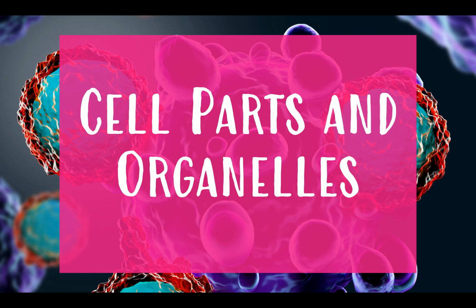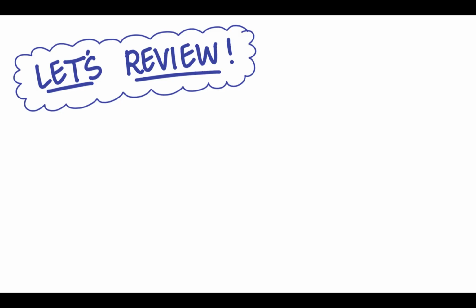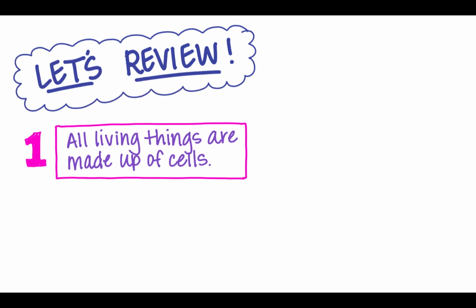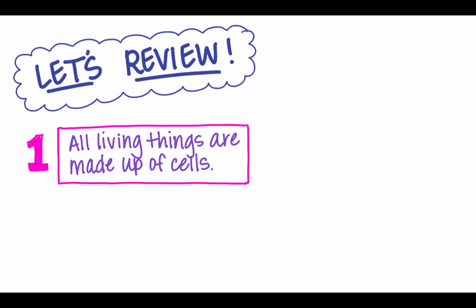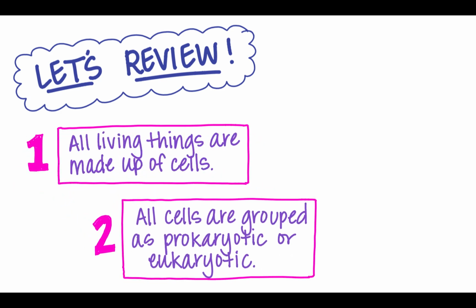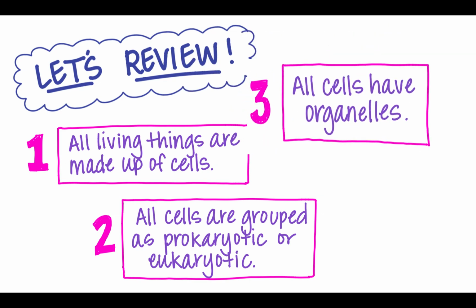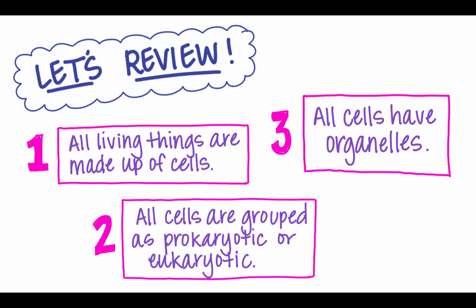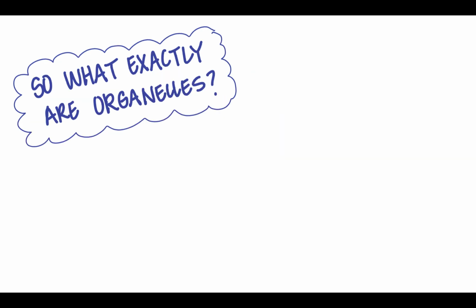Cell parts and organelles. Let's review what we learned earlier this week. 1. All living things are made up of cells. 2. All cells are grouped as prokaryotic or eukaryotic. And 3. All cells have organelles.